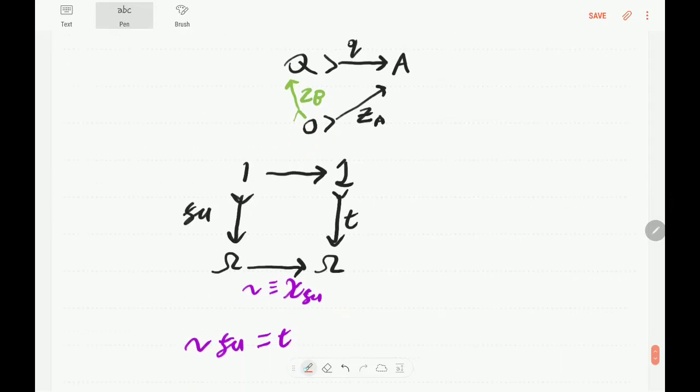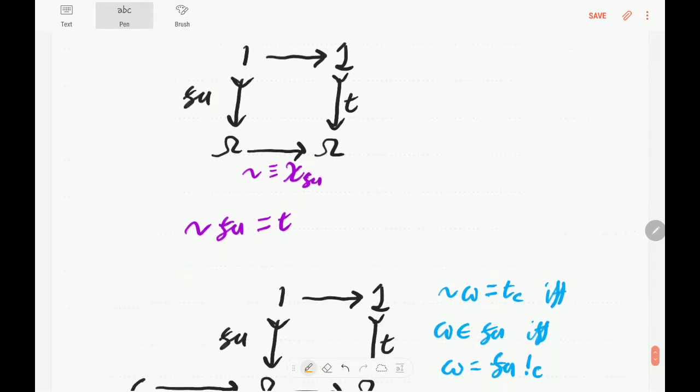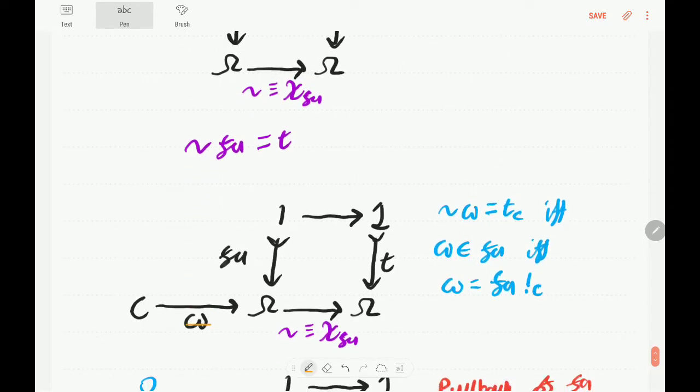Now we define not, or we can think of not, as the classifying arrow of false. So then we get not false is true. Also, for any arrow W into omega, we have that not W is true if and only if W is in false, which means that W is false after exclamation mark C.